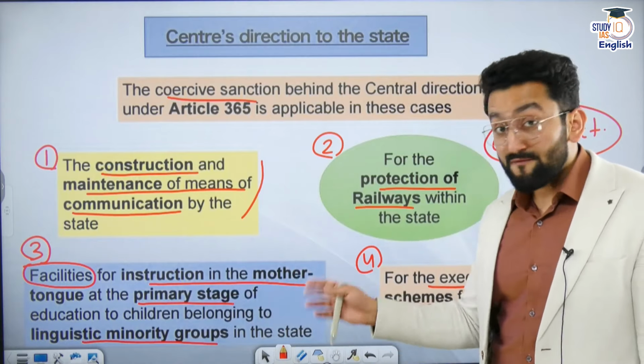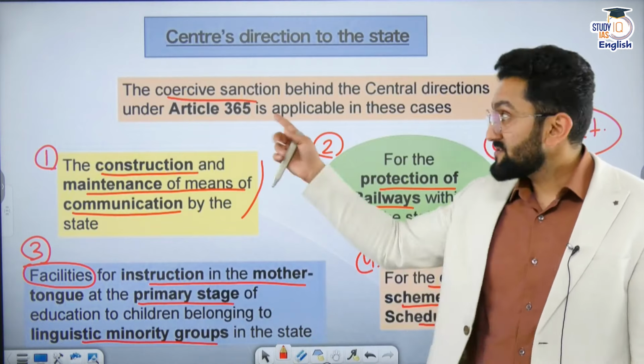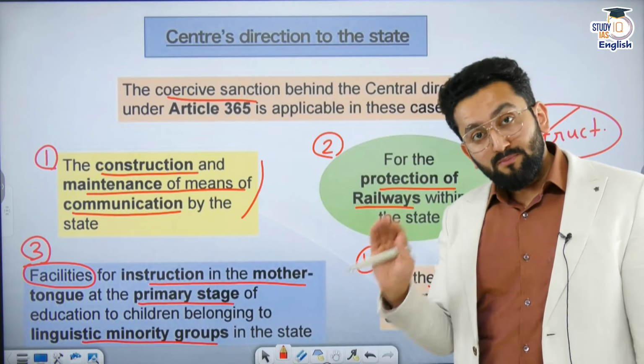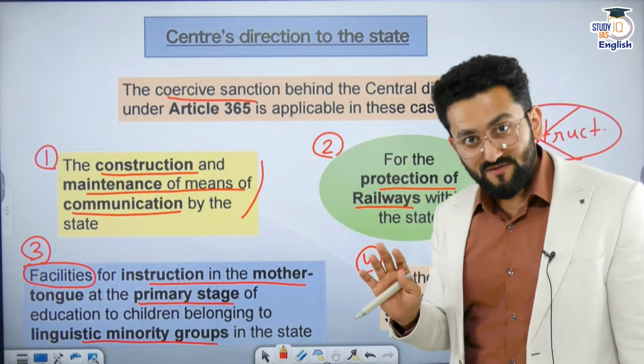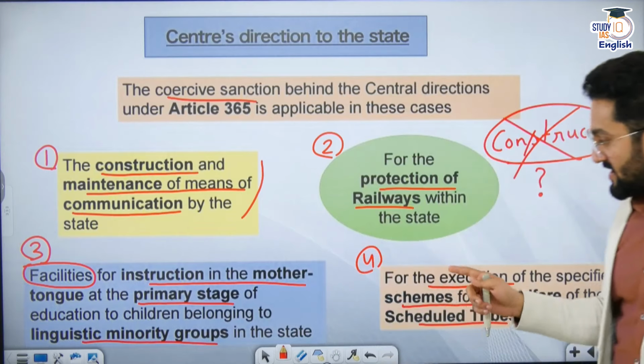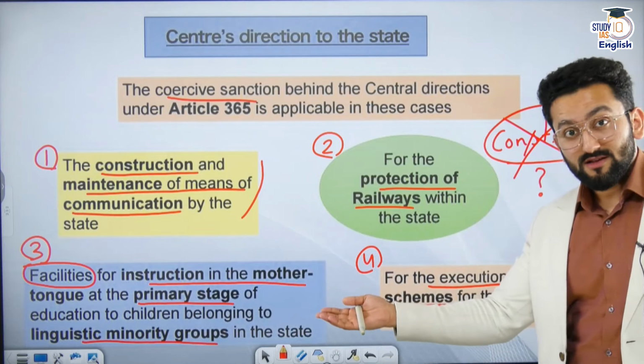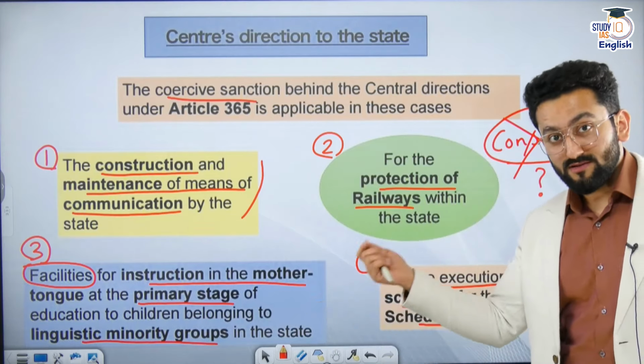So in this case, if a state does not comply, then it will be considered as a base for applicability of Article 365, okay? So such is the sensitivity or importance of this particular provision, okay?